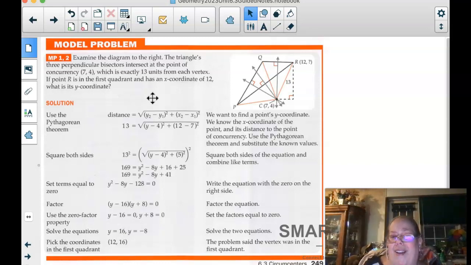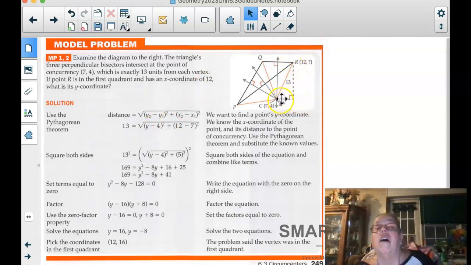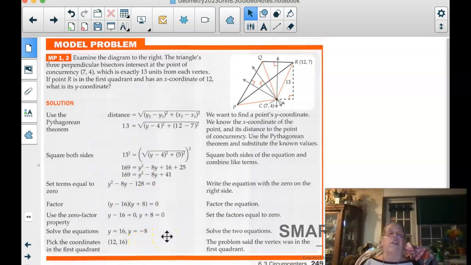All right, now they did a whole bunch of stuff here. Notice what they did here is they made a right triangle, okay, and this was 13, okay, so they wanted the coordinate of this other point here, and they used the Pythagorean theorem. Then they came up with an equation, then they factored, and then they got the point. It was at (12, 16). We're not going through all of that. I mean, we certainly can look at it.